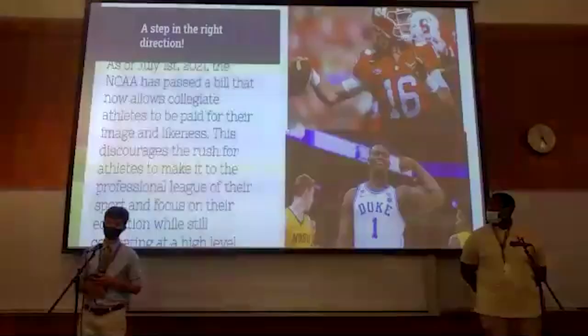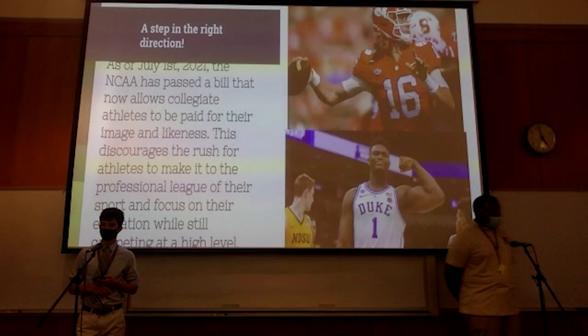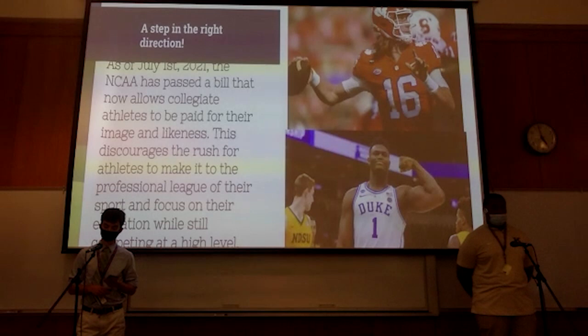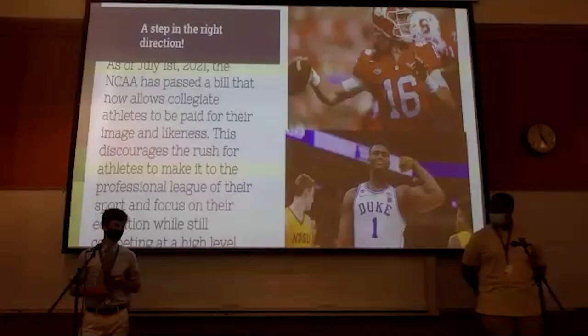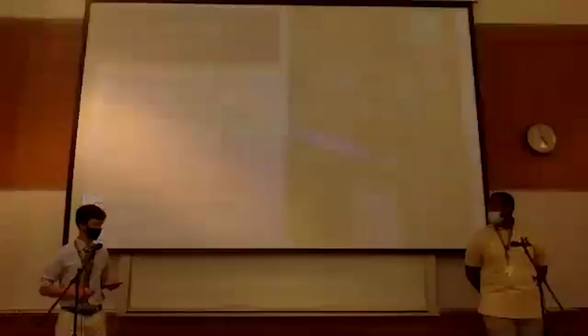A step in the right direction: as of July 1st, 2021, the NCAA has passed a bill that now allows collegiate athletes to be paid for their image and likeness. This discourages the rush to become a professional athlete, especially among young African Americans who come from poverty, to make it to the professional level where they feel they have to provide for their family. Now they can stay in college with a formal education while being compensated. However, even this might have some limitations.